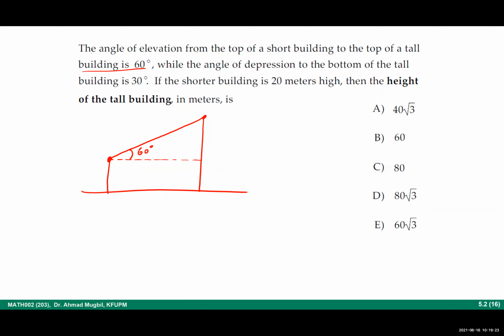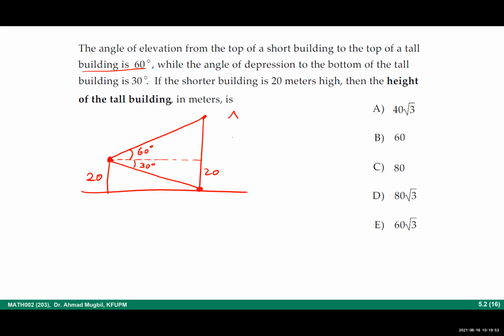Now we stopped here. Let's continue. While the angle of depression to the bottom of the tall building is 30. So the angle now from here to here, it is 30. So it is not this one, ya Shabab. No, it is this one. It must have a horizontal side. Now, if the shorter building is 20, so this is 20, which means this also 20.